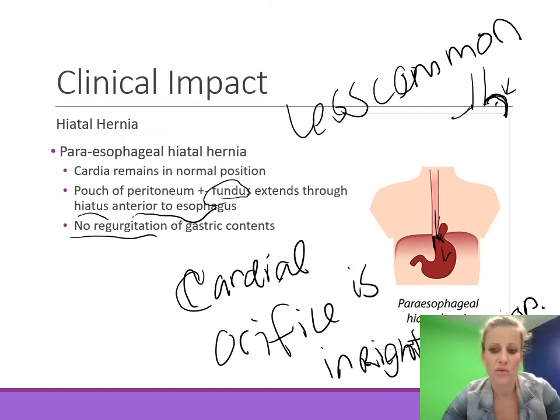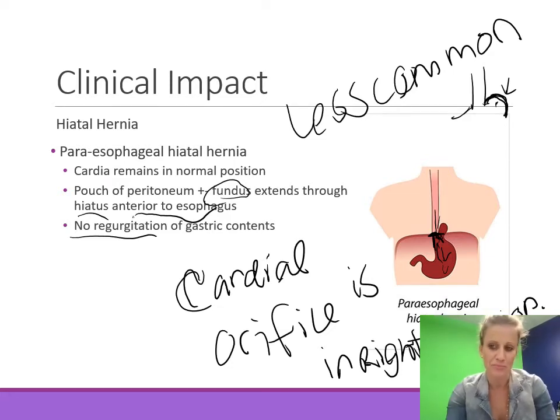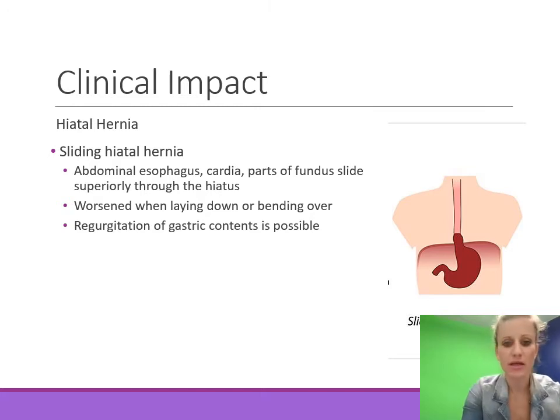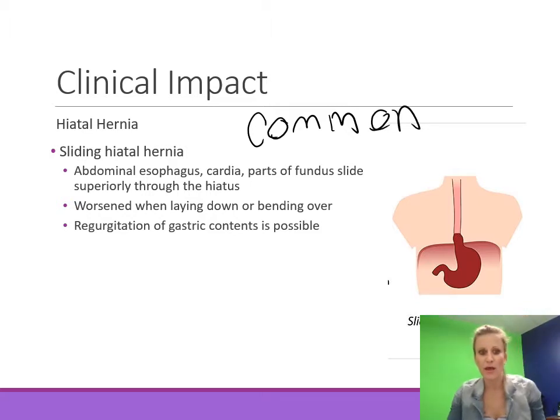So again, we said that when food is being swallowed, the food goes through the sphincter and into the cardia and into the stomach. And then the sphincter is able to close and the gastric contents are kept down in the stomach. This is not the case always with a sliding hiatal hernia. A sliding hiatal hernia is the most common type of hiatal hernia.